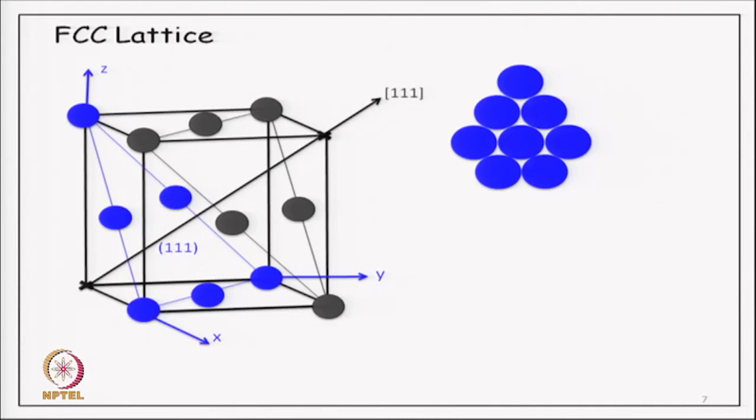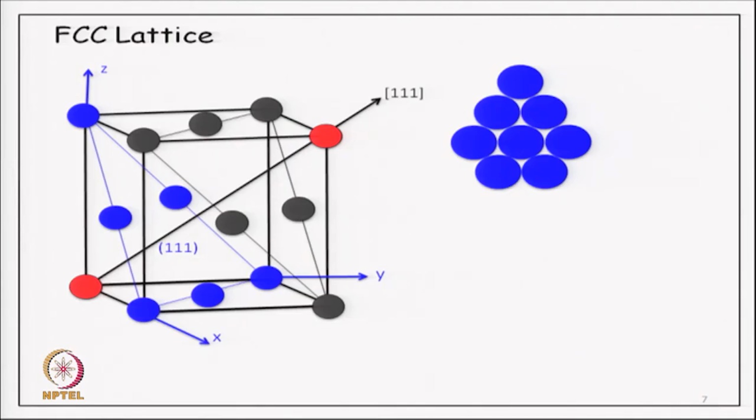So, our conclusion is that planes perpendicular to the body diagonals of the cube are close packed planes. But what is their stacking sequence? So, we now place 2 more atoms at the end points of this body diagonal, and I show them in red.